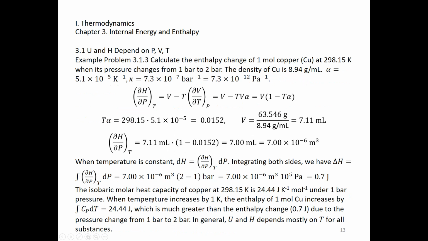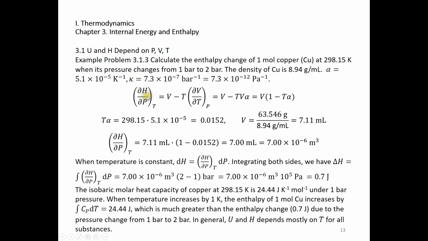The last numerical example in this section. This time we will calculate the enthalpy change of 1 mole of copper at room temperature when we change the pressure. We have the density of copper. We have alpha and beta.